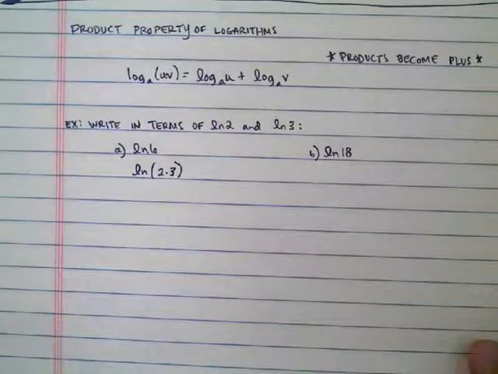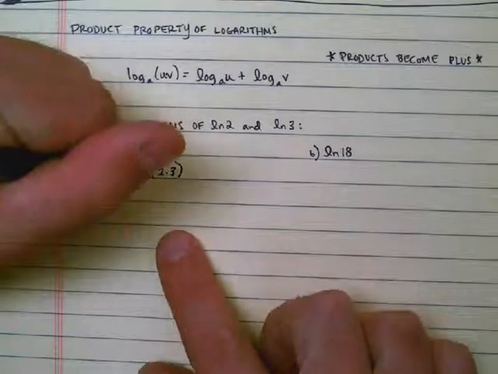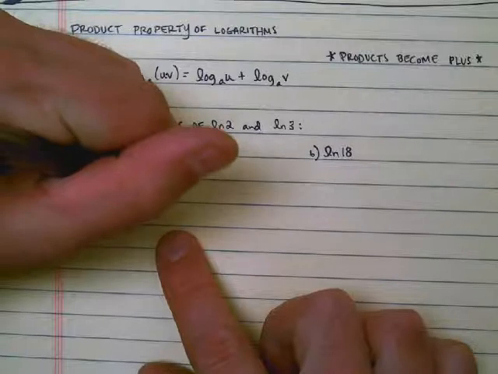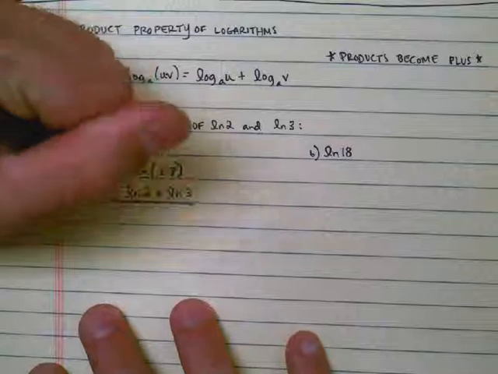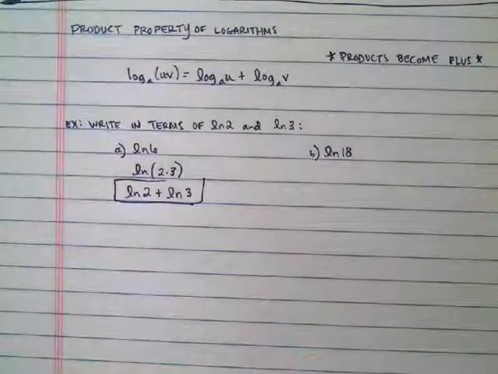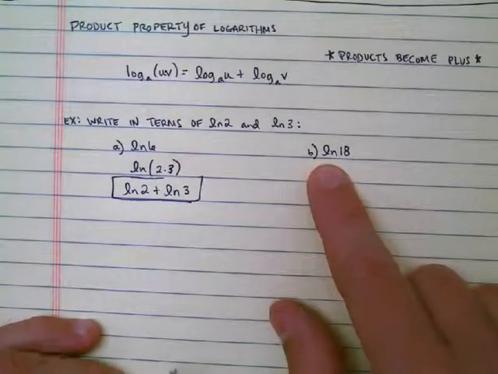And then once I know that, notice that I have a product. So I could write this as the natural log of 2 plus the natural log of 3. And that would be writing it in terms of the natural log of 2 and the natural log of 3. That's a typical math problem that you're going to see in the math book. Or they might say something like this, natural log of 18.